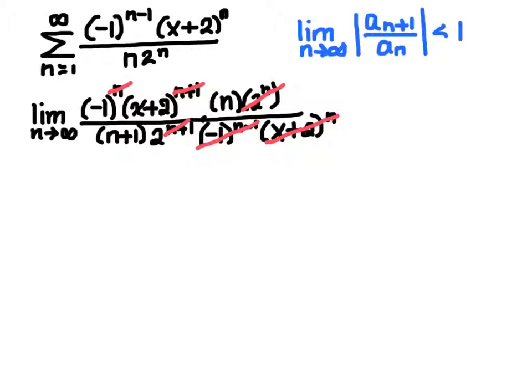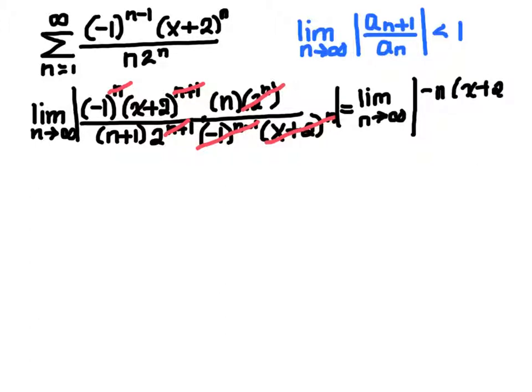Okay, so this is equal to the limit as n goes to infinity, and I did leave one thing out. This is the absolute value. We need to have an absolute value around this. There's an absolute value here and here. And so this is the absolute value of, and what do we have left? We have a negative n times (x plus 2) in the numerator. Let's fix that n. A negative n. And then in the denominator we have 2 times (n plus 1).